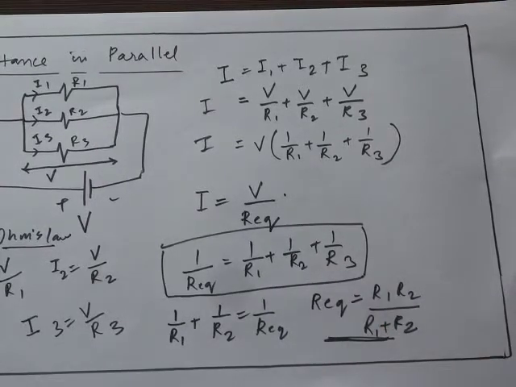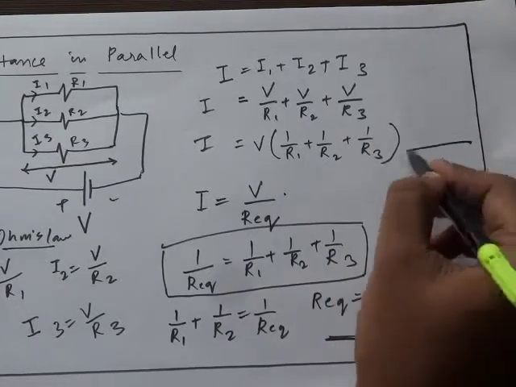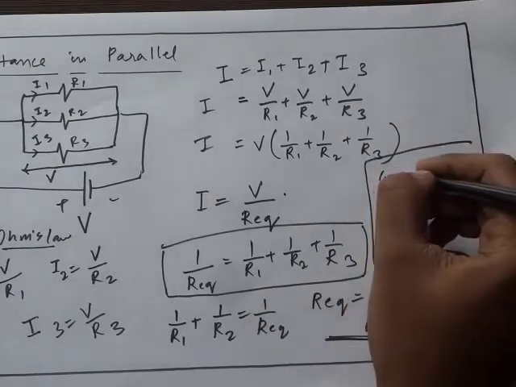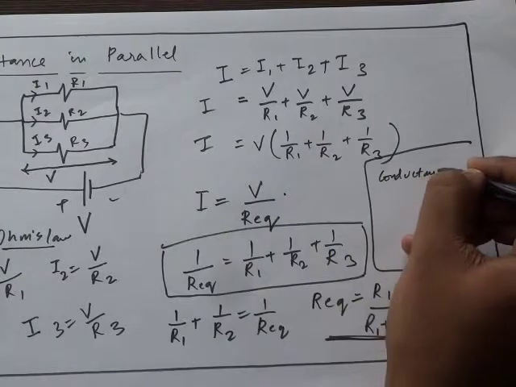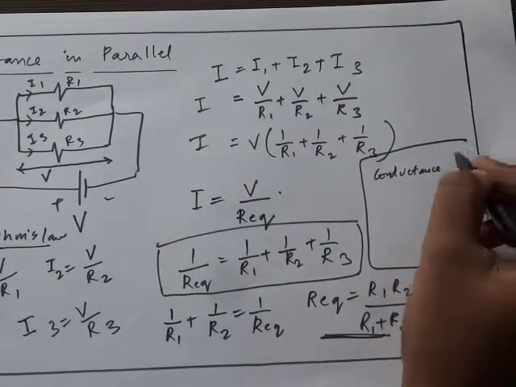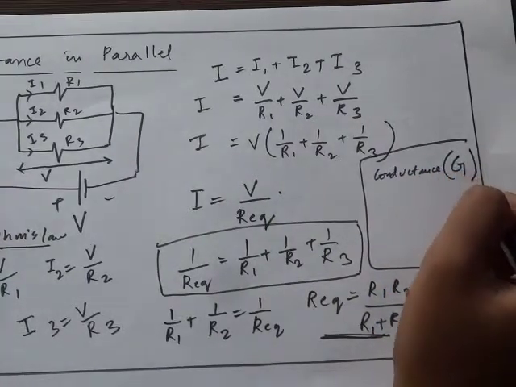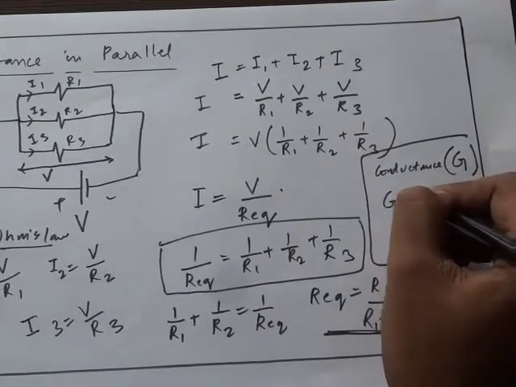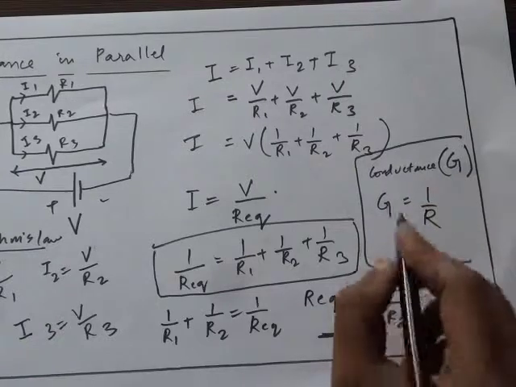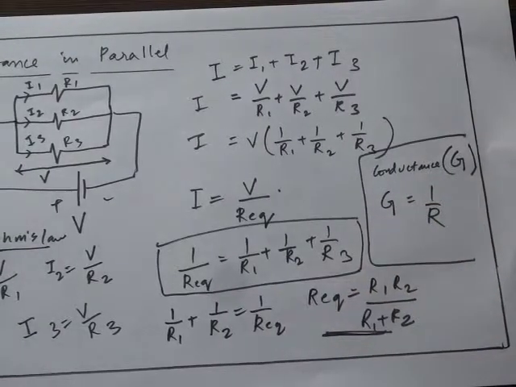And one more term that is very closely related to resistance is conductance. We generally don't use it that much, but just for your information, what is conductance? Conductance is denoted by the sign G, and it is nothing but the reciprocal of resistance. So we can write it as G equal to 1 by R. Yeah, so that's it regarding resistance.